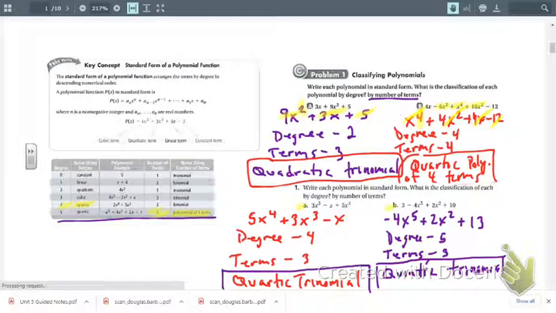Alright, so for A here, we have a degree 4 polynomial with 3 terms, so it is called a quartic trinomial. And then for B, we have a degree 5 polynomial with 3 terms, so it's a quintic trinomial. Alright, so hopefully you guys got those correct. On to the next part.